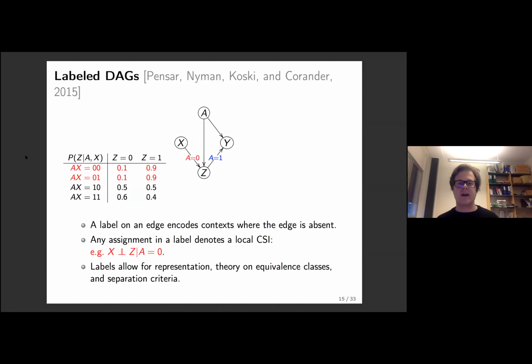For example, in this graph, X and Y are actually marginally independent, although there's a direct path between those. These types of local structures for conditional probability distributions of Bayesian networks have been somewhat studied, for example, using decision trees as the local model, but the benefit of this labeled framework is manifold. The labels allow for representation of the structure as well as the local and global structure in one picture. There is some theory on equivalence classes in these models, and also separation criteria can be developed based on the labels.